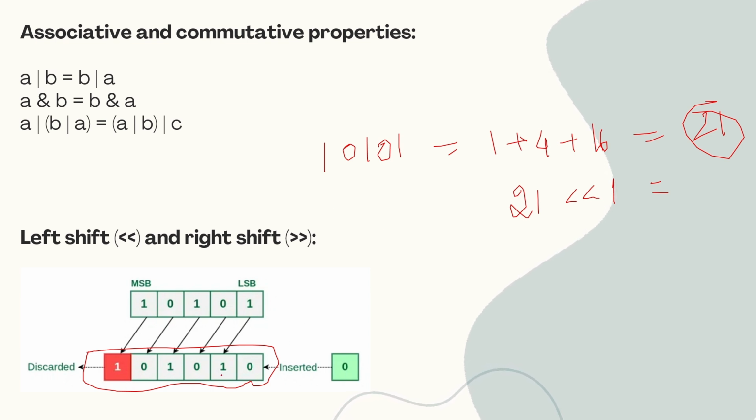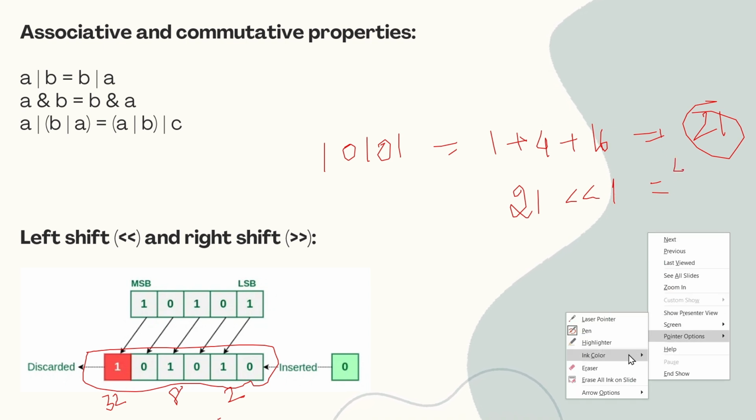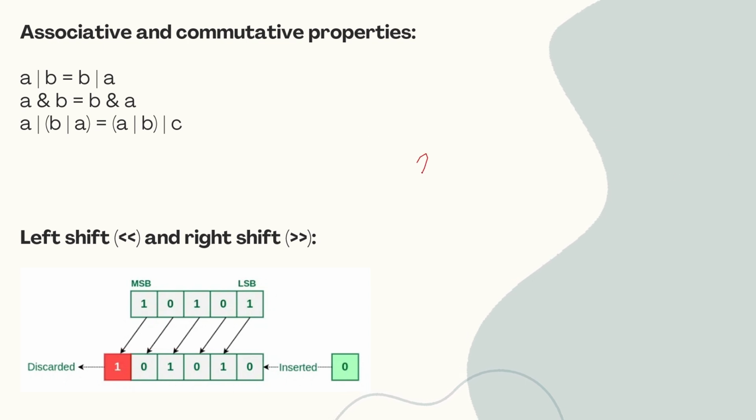It's 2 power 1, 2 power 3, 2 power 5. So it's how much? 2, and this is 4, this is 8, this is 16, this is 32. So you got how much? 42. So if I left shift my 21 by 1, I'm going to get 42.